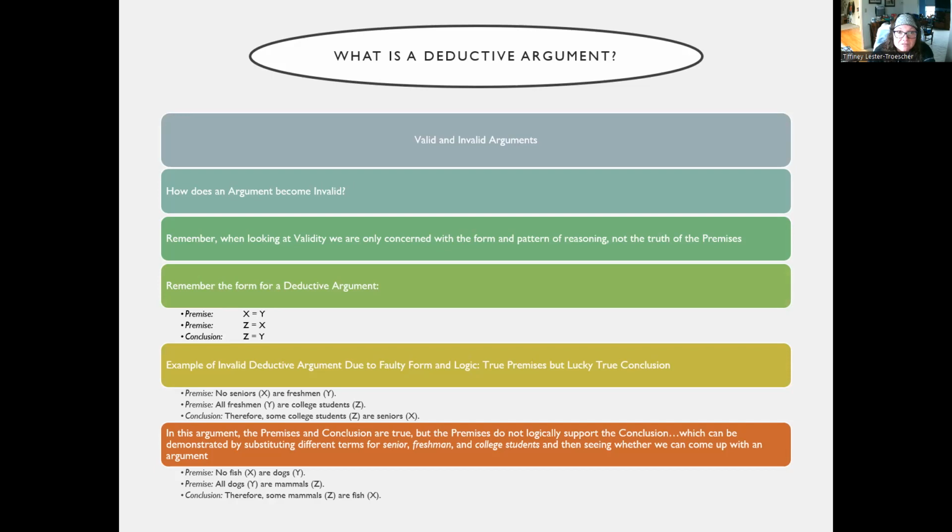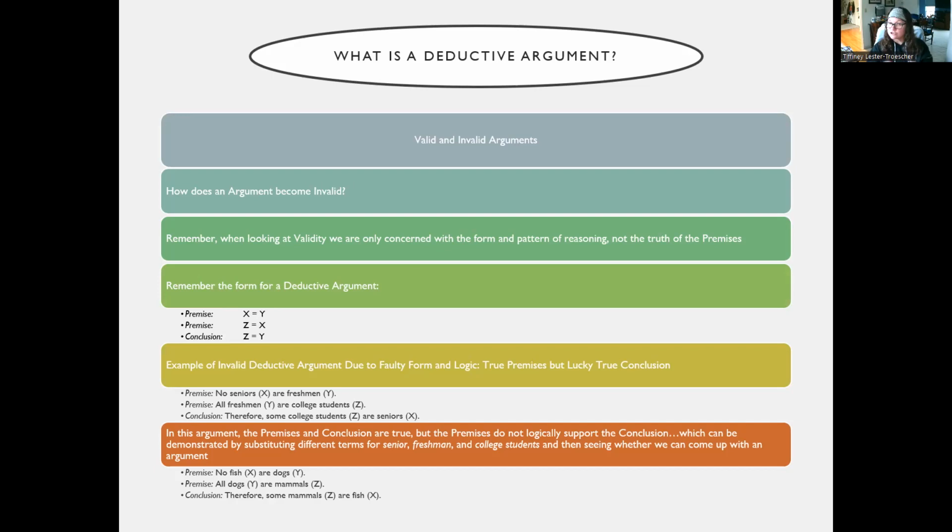They got lucky with this one, that the conclusion still happens to be true, even though the form of the argument is faulty. And how do we know this? We substitute terms for X, Y, and Z and see if it still holds up, right? If we're thinking about the form, we know that this went X, Y, Y, Z, Z, X, and we know that's wrong. We should be able to tell right away that this does not follow the correct form and pattern of reasoning that a deductive argument should have.